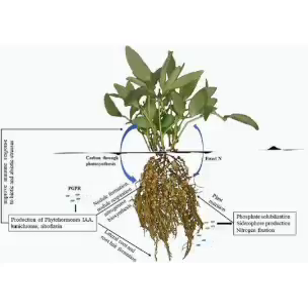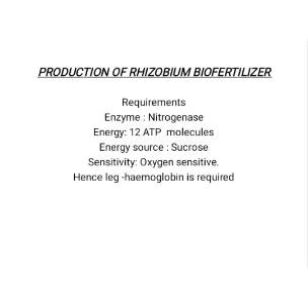Sources: any soil, especially soil with leguminous plants and root nodules. Requirements of rhizobium biofertilizer are the enzyme nitrogenase and energy. Nitrogen fixation is a highly energetic process, hence 12 ATP molecules are required. It is an intracellular process. The energy source is a sugar molecule, that is sucrose. Development of anaerobic condition is required because the enzyme nitrogenase is oxygen sensitive.